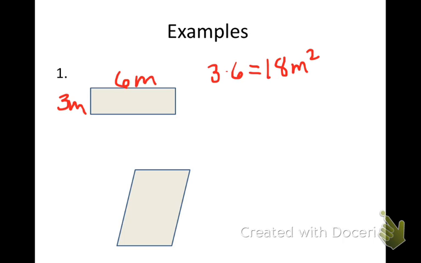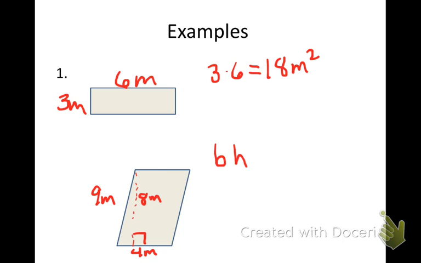So what shape is this in number 2? It is a parallelogram. It has opposite sides parallel. So let's put some dimensions on here. The formula for a parallelogram is base times height. Base can be any side of the parallelogram, but you need to have a corresponding height to go with it.